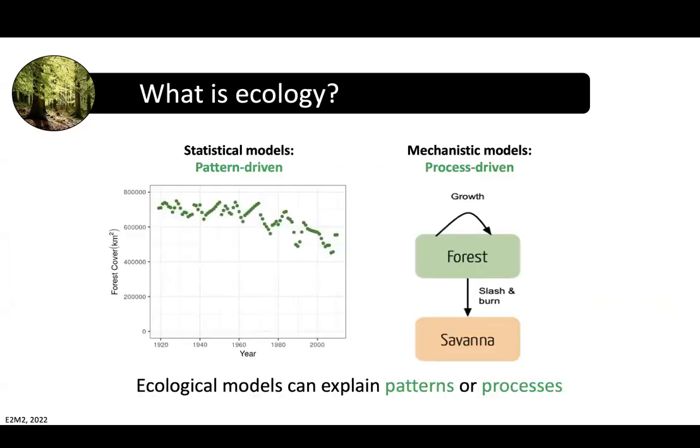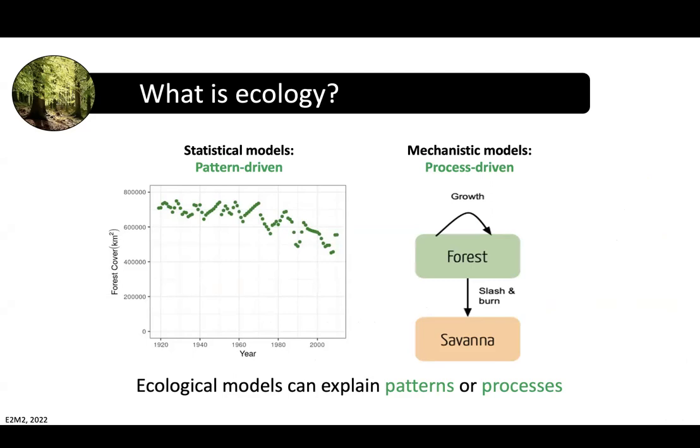There are 2 types of models. There's statistical models, which are pattern-driven, and there are mechanistic models, which are process-driven. Statistical models are, like I said, pattern-driven, but also data-driven with the goal of finding patterns of correlations. And then mechanistic models are process-driven with the goal of understanding what happened, when it happened, and why it happened.